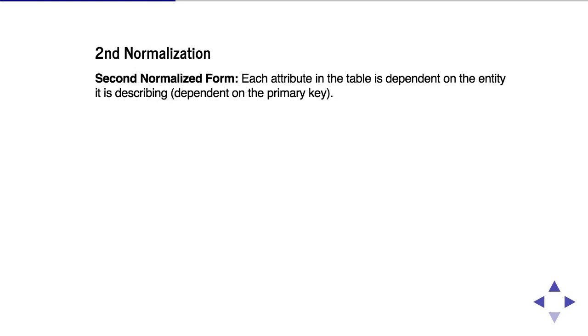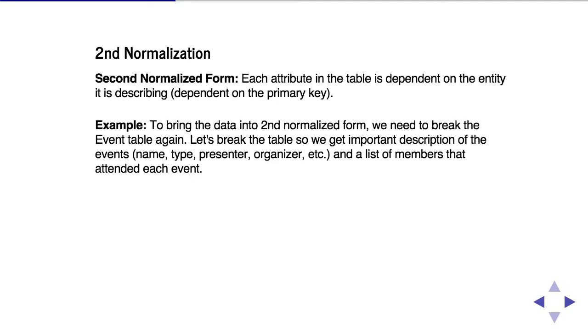Second normal form: each attribute in the table is dependent on the entry. Basically each observation is unique. The table is organized so that the rows correspond to one observation. So you can almost think of each row as independent of any other row.